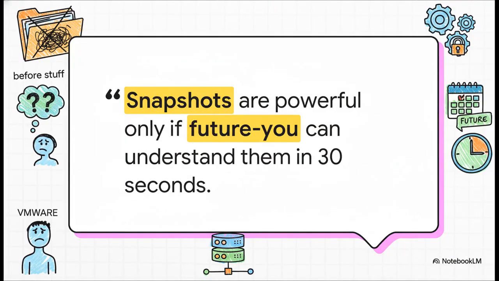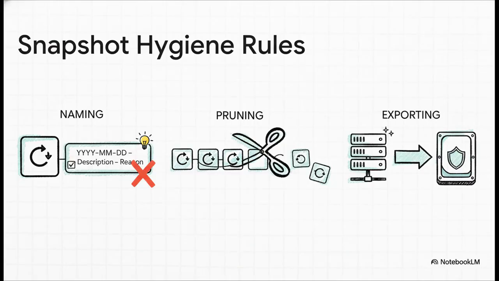Oh man, we have all been there. You look at your list of snapshots and it's just test 1, test 2, before I broke it, final test. They're totally useless because there's no context. The real power of snapshots comes from discipline, not just from the feature itself. So let's fix that. Here are 3 super simple rules.